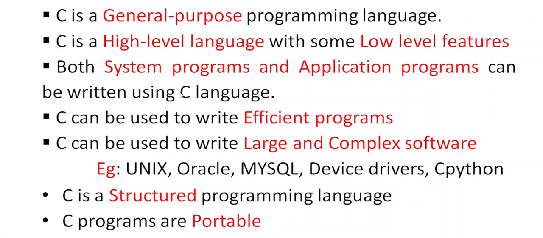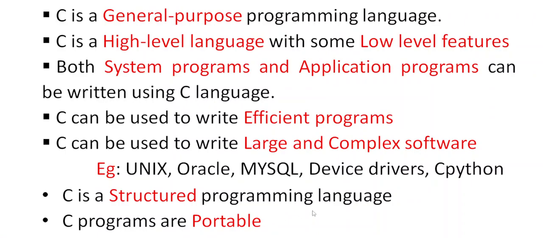The software which we are going to write can be classified into two types: system programs and application programs. Both kinds of programs can be written using C language. C can be used to write efficient programs. Efficient programs consume less memory and execute fast. They are used to write large and complex software. There is no choice. You cannot use Python and Java to write large and complex software. So if you want efficiency, if the software is complex, then you have to go with the C language or its extension C++.